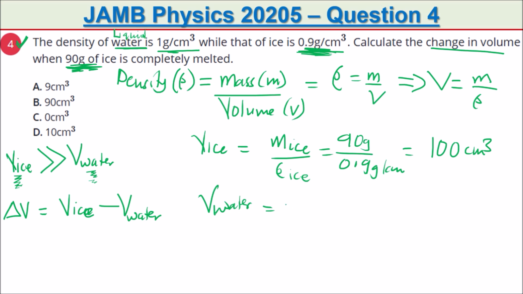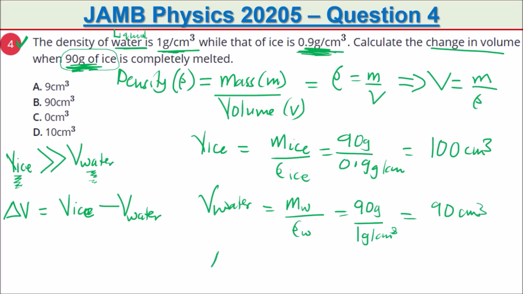Volume of water is equal to mass of water divided by density of water. What is the mass of water? We will see that the mass of water is the same as the mass of ice. Why? Mass is the amount of matter in an object. It's only freezing, but the amount of matter is remaining the same. So the mass will be 90 grams over, what is the density of water? 1 gram per cubic centimeter. And this is going to give us 90 cubic centimeters.